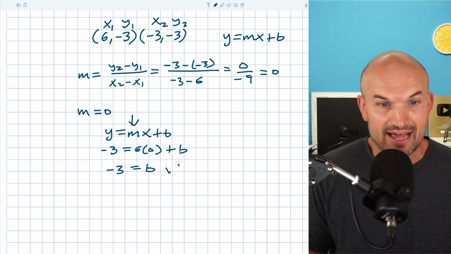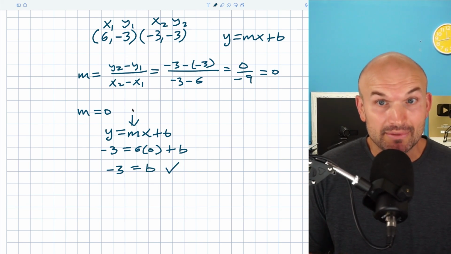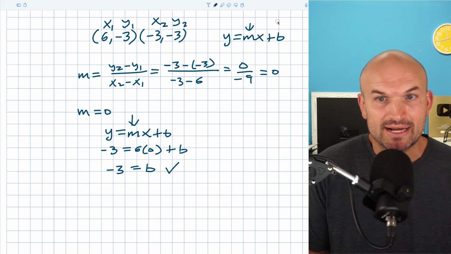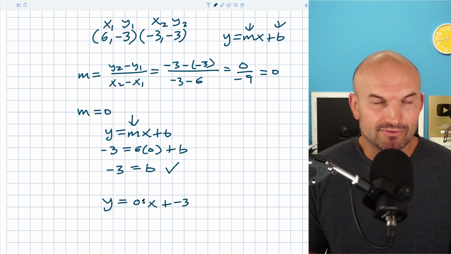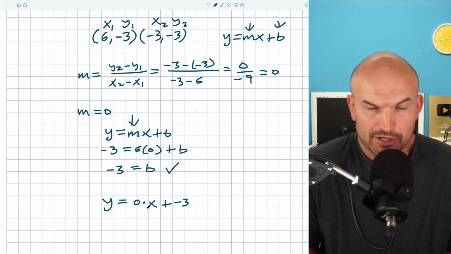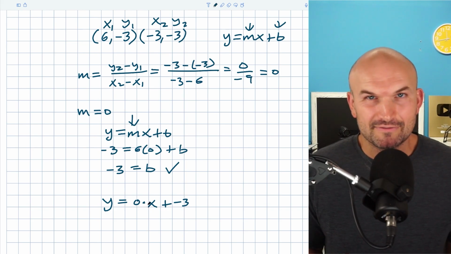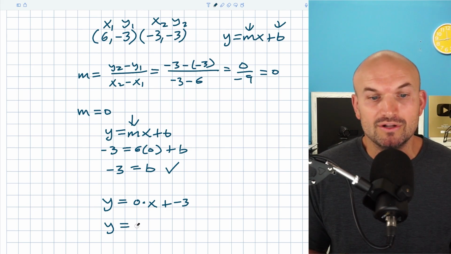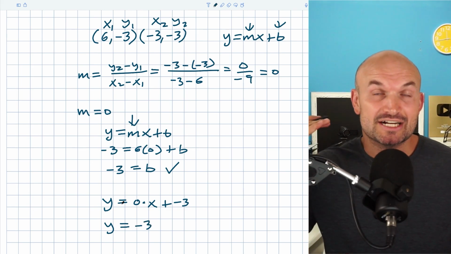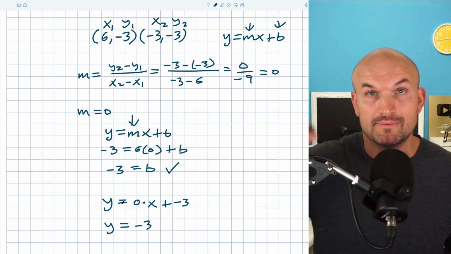Okay, so now I have a b and I have my m. So now I have everything that I need to write the equation of the line. So now I can just write that in as y equals 0 times x plus -3. But again, we don't really write 0 times x. We can just leave that as 0 or just leave it off. And then plus -3, we can just rewrite as -3. So my final answer is y is equal to -3, which indeed is actually going to be a horizontal line if you think about that graphically.